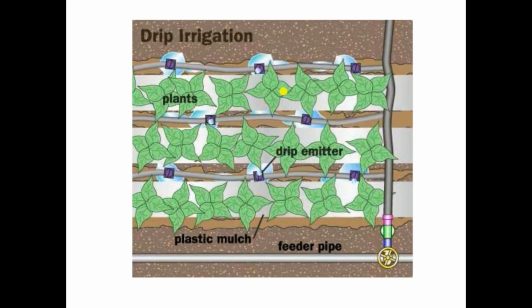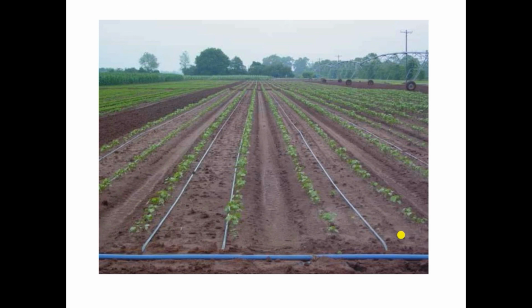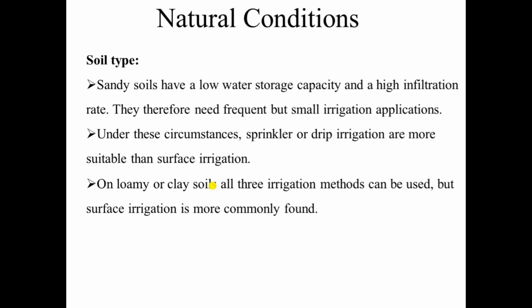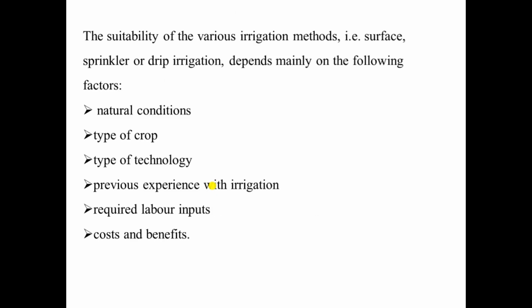Now see the picture of the drip irrigation system. There is mulching, plastic mulch has been laid, and a drip emitter has been put here, and that is the main subline. Now see the actual figure, where drip irrigation practice has been employed in cotton farming. That is generally useful for row type crops. It is not useful for all crops. We discussed previously the selection of method and natural conditions.